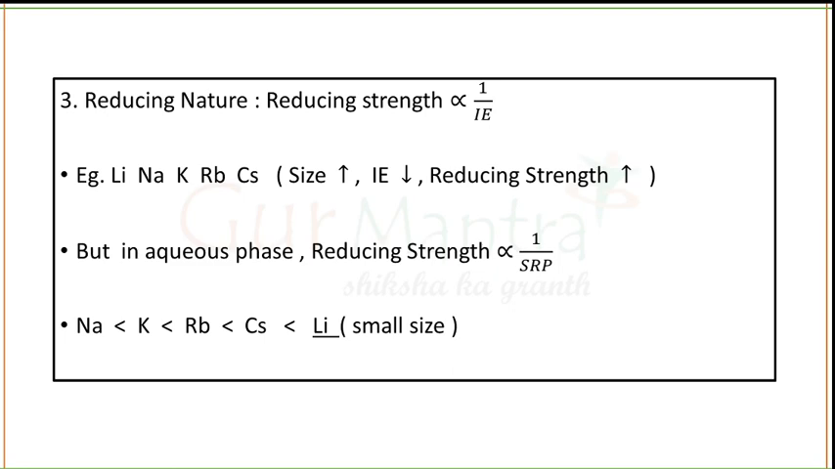But in this particular series, if you talk about the aqueous phase, the reducing strength does not depend on ionization enthalpy, it depends on the standard reduction potential of that particular element. So the order becomes this, and lithium has the maximum reducing strength due to its small size.